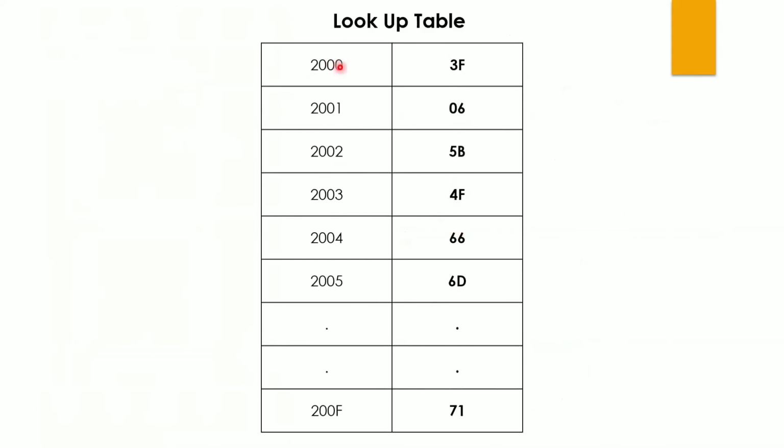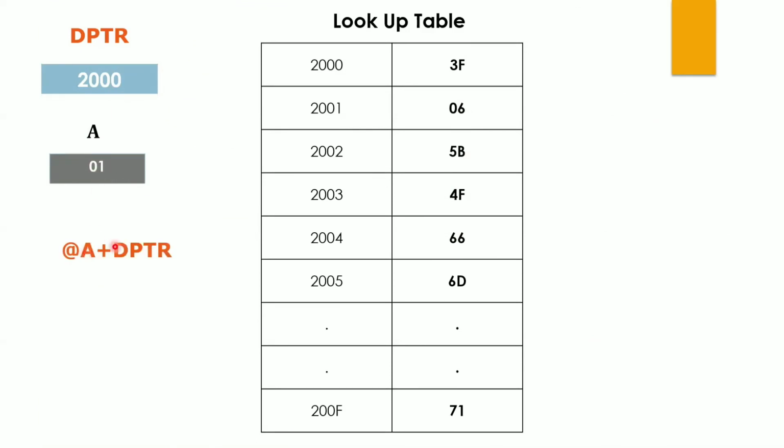Now I want to display the value 1 on the 7 segment display. For that, first I will take 2000 in the DPTR, and whatever value I want to display, I will take in A. I want to display 1. Now what I am doing is A plus DPTR. What is A plus DPTR? A consists of the value 1, DPTR consists of 2000, right? So 2000 plus 1, what is the value? 2001.